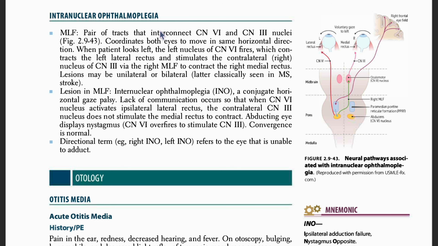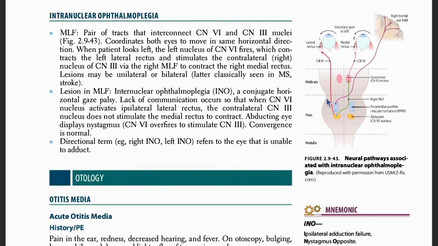Okay, so a pair of tracts that interconnect cranial nerve 6 and cranial nerve 3. So SO4, LR6. SO4 was superior oblique. That's 4. And LR6, lateral rectus was with the 6th nerve, and then the medial rectus is with the 3rd nerve.